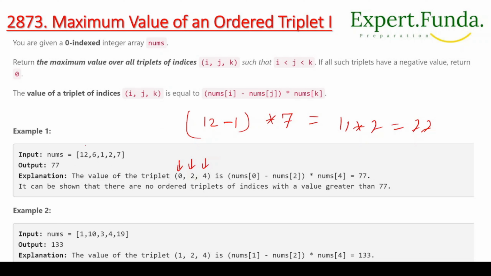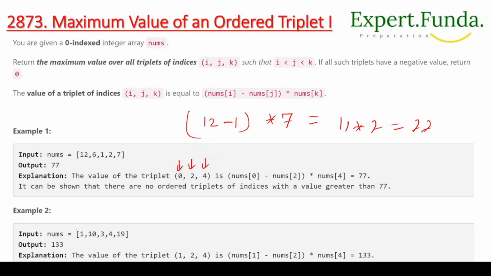Similarly, you can calculate any other value. You can take 12 minus 6 into 1, or into 2, or into 7, like this. You can take 12 minus 2 into 7. Like this you can calculate, but the maximum number that will come is only with 12 minus 1 into 7, which is 77.